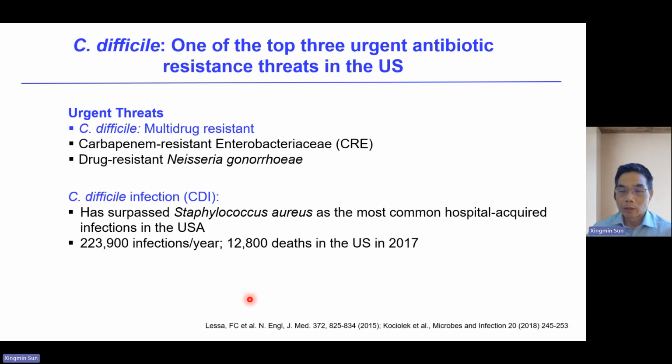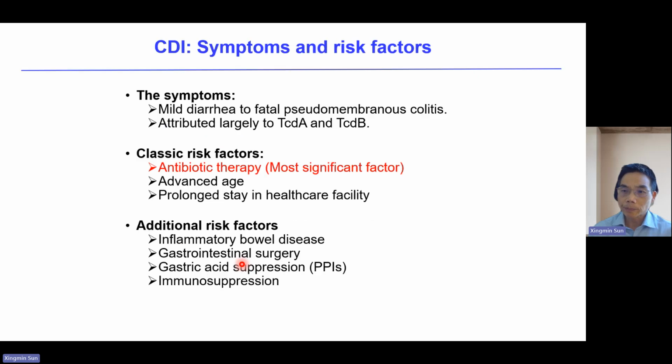Currently, C. difficile is listed by CDC as one of the top 3 urgent antibiotic resistance threats in the United States. The infection has surpassed Staphylococcus aureus as the number one hospital-acquired infection in the U.S. According to the CDC report in 2017, there were more than 220,000 infections with more than 12,000 deaths. So it's a severe problem in the United States.